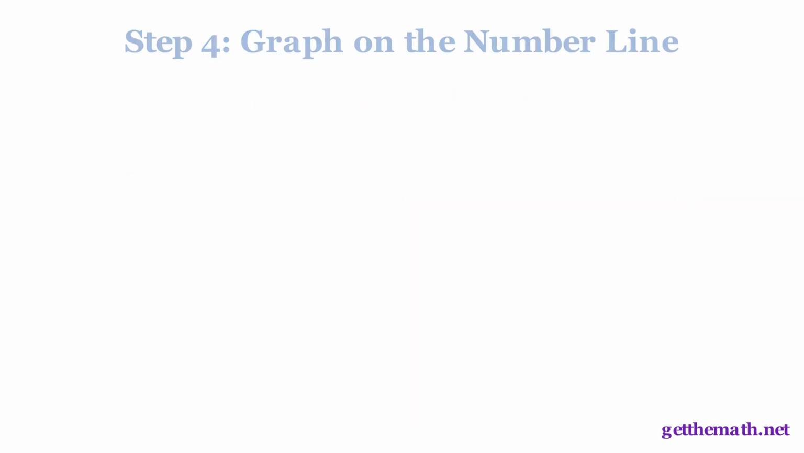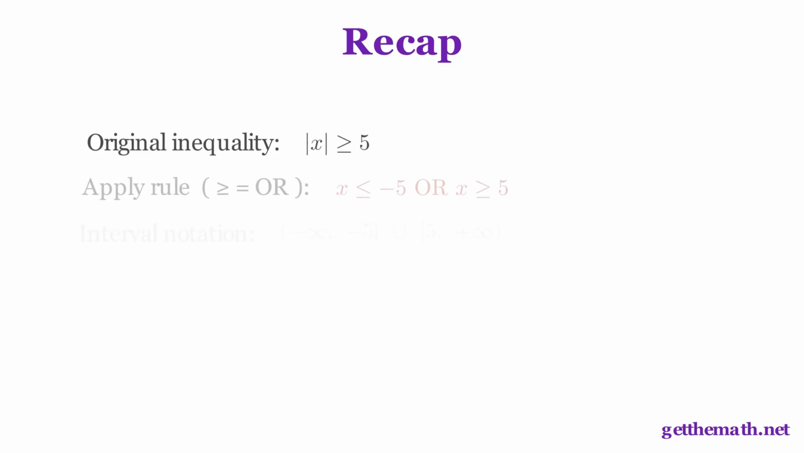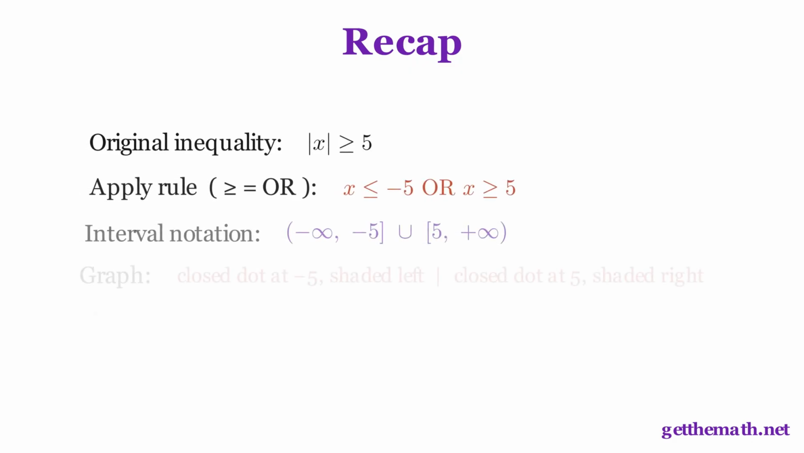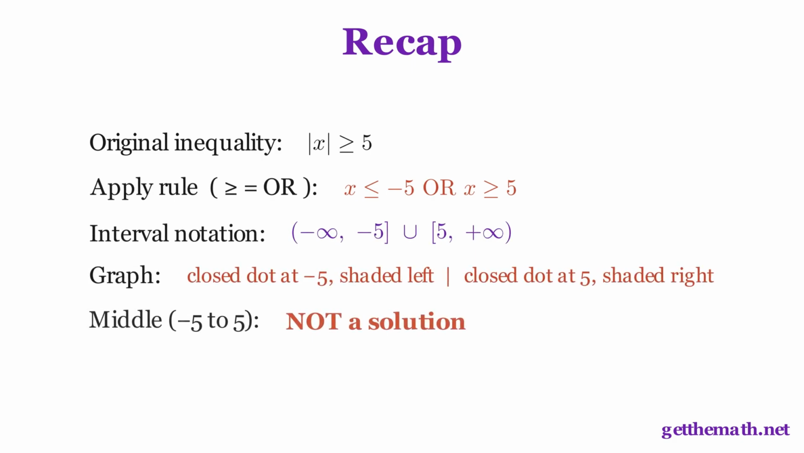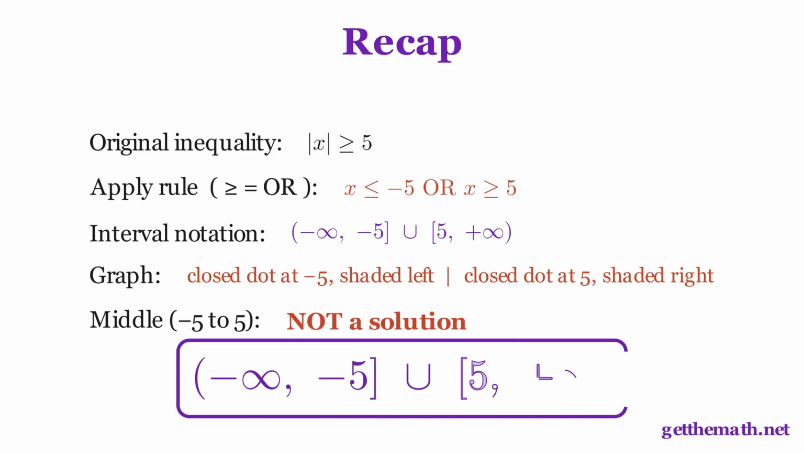Let's recap everything. The original inequality was, the absolute value of x is greater than or equal to 5. Step 1, k equals 5, which is positive, so the rule applies. Greater than or equal to means an OR compound inequality. We split into two pieces going outward. The solution is x is less than or equal to negative 5. Or x is greater than or equal to 5. Interval notation. Negative infinity to negative 5, closed bracket. Union. Closed bracket, 5, to positive infinity.